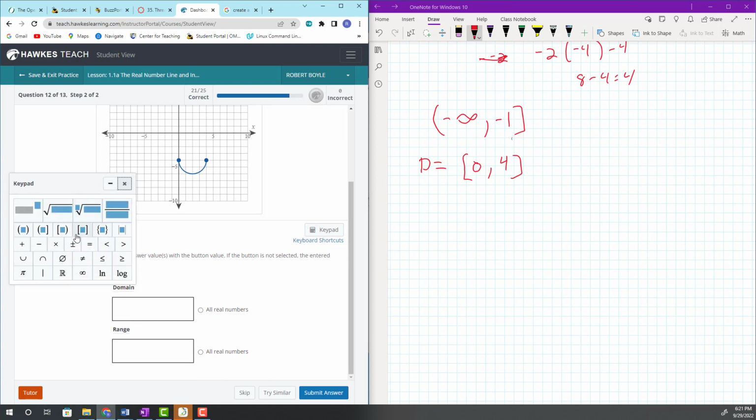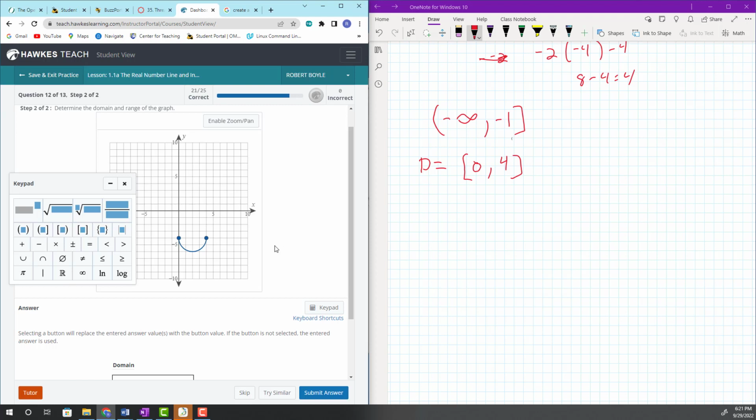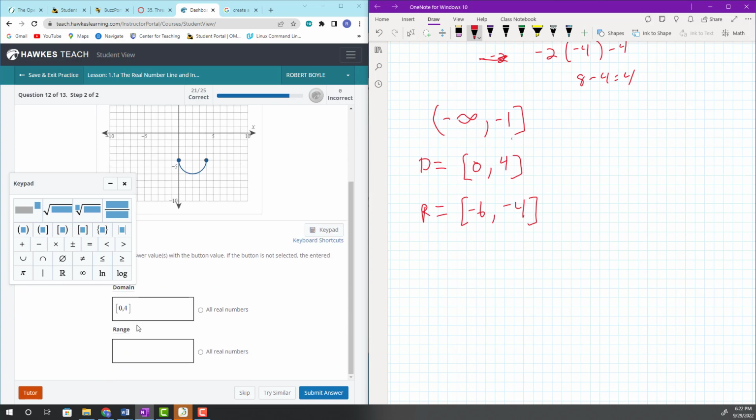You want double brackets, there it is, and then we want 0, 4. For the range, we're going to do the exact same thing with the y values. Starting down here, we're going to go up, and we notice that the graph begins when y is equal to -6. As we come up, we notice that the graph ends when y is equal to -4. That is how we compute our range.